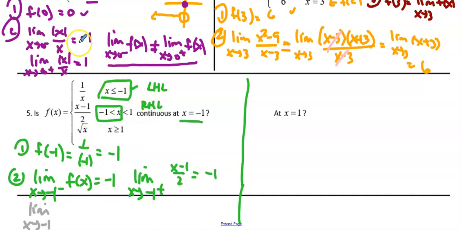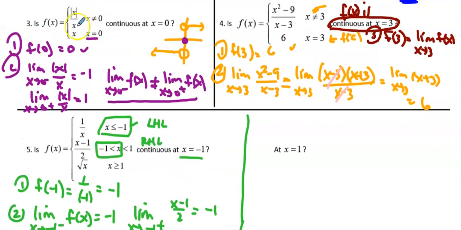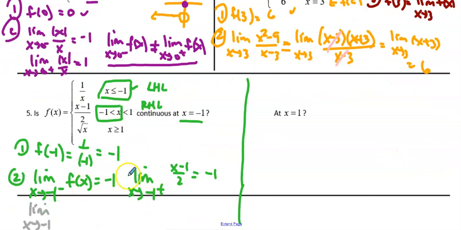This one you do have to, so in example number 3, I told you guys you did not have to show the left and right hand limit because again, it's a not equals to and equals to. When you have an inequality piecewise function, you have to show these steps. So the limit as x approaches -1 of f of x is also equal to -1.